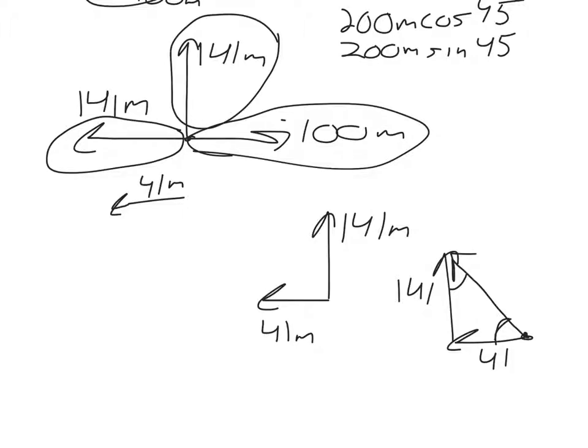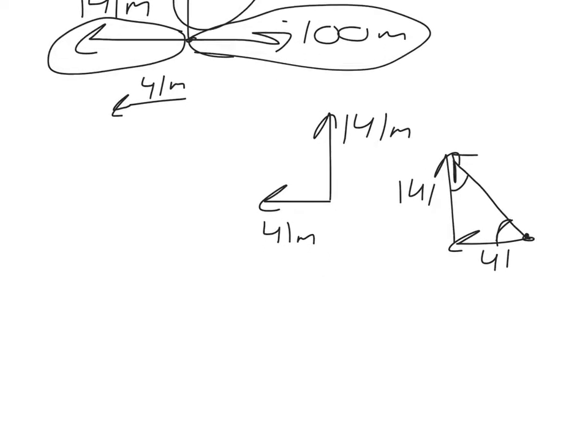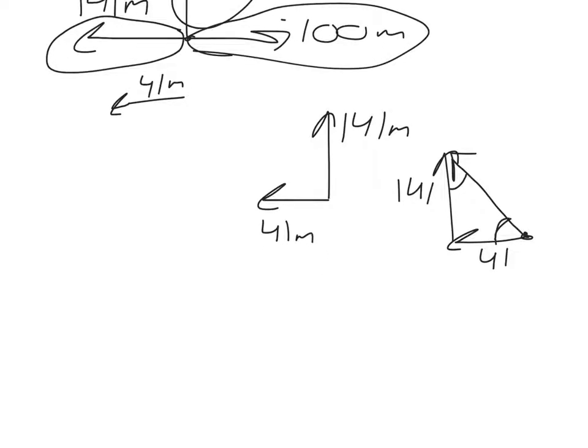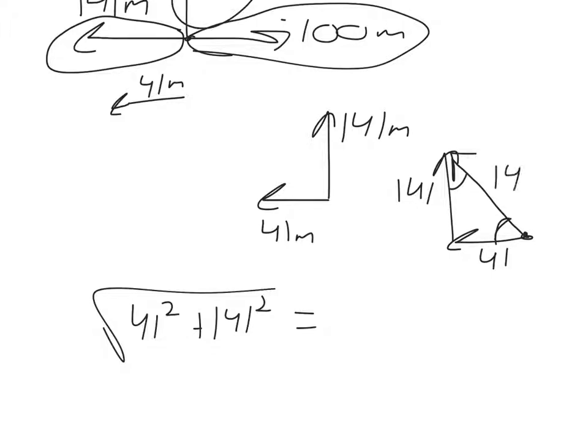All right, well, if you could solve triangles, there are a number of ways to do this. I'll do the square root of 41 squared plus 141 squared to get the magnitude. So 41 squared and 141 squared and square root that, and I'm getting very close to 147. So this is 147 long.